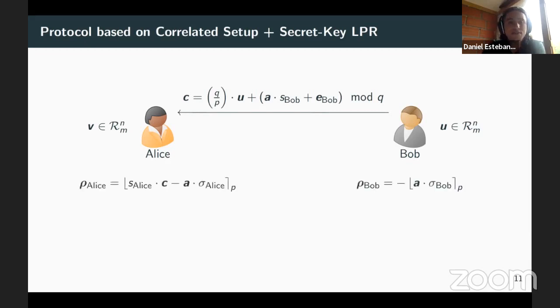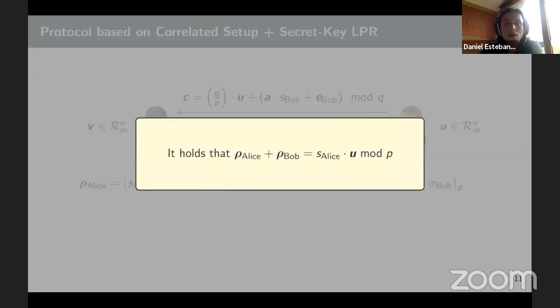Once they receive this, Alice can define the intermediate share rho_Alice to be S_Alice times C minus A times sigma_Alice. Bob can also define rho_Bob to be minus the rounding of A times sigma_Bob. This equation may not provide much insight, but it is essentially running the decryption circuit in MPC. I think that's the best way of seeing it. And then, like before, they now have additive shares of S_Alice times U.